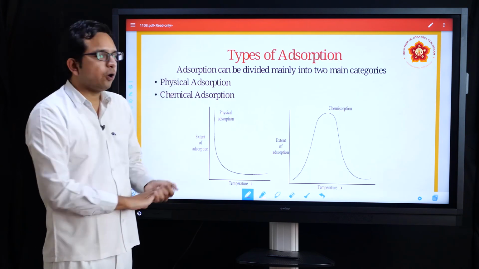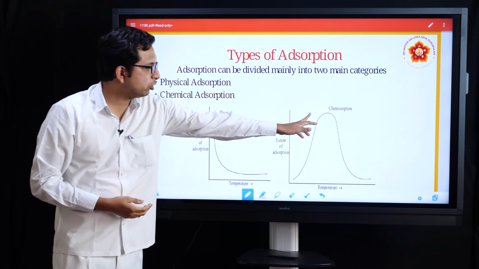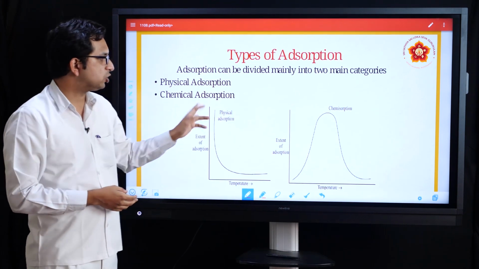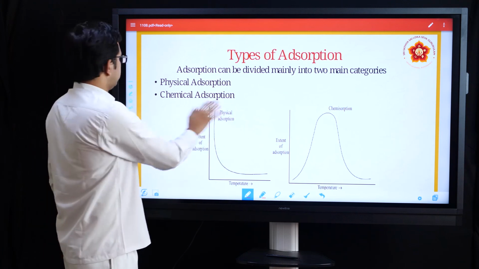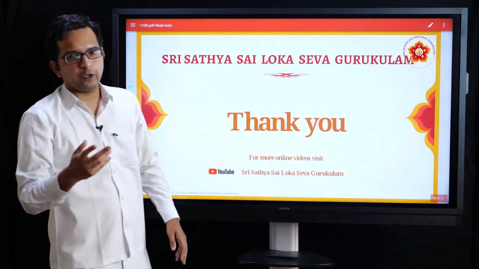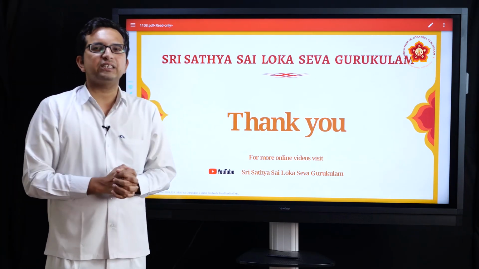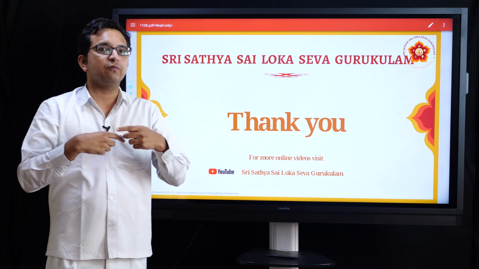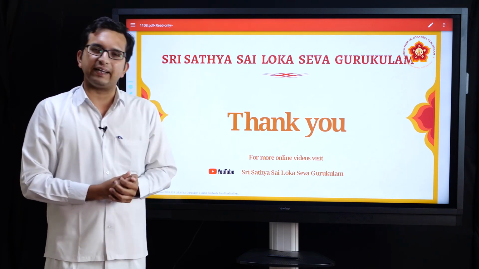So this is all about physical adsorption and chemical adsorption. As told, they also have other names, chemisorption and physisorption. This is all that we have about the theories of adsorption in these cases. Hope you have understood this well, and keeping this as our basic concepts, we are going to build up further concepts in adsorption and then move on to catalysis.